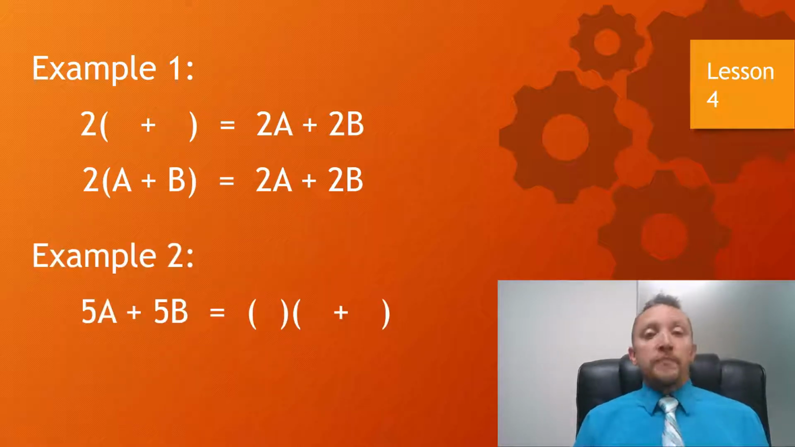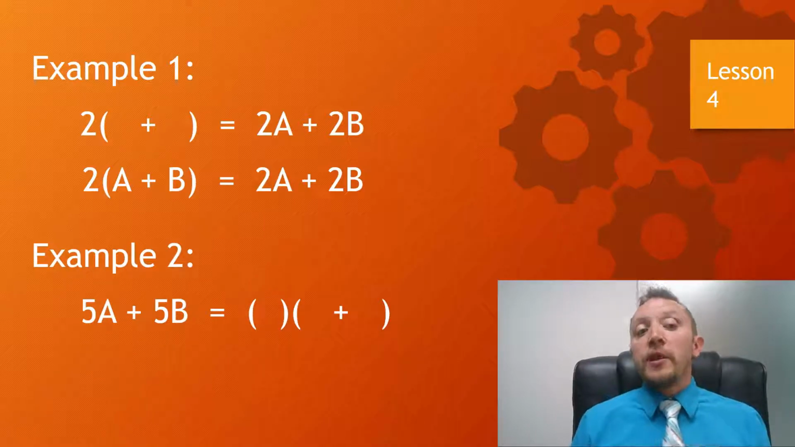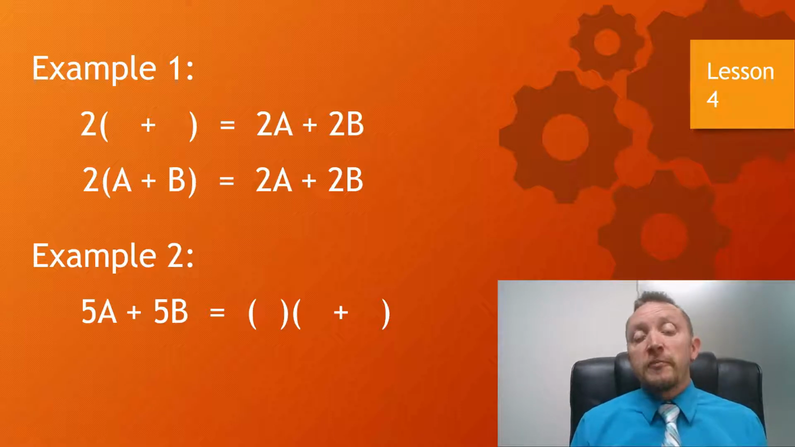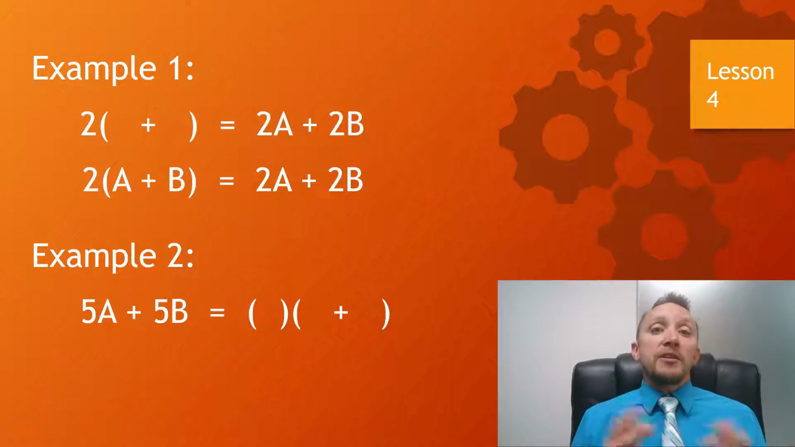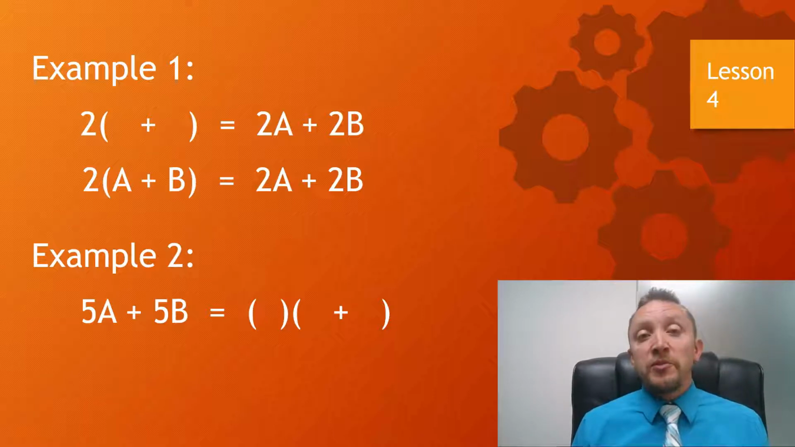Here's another example, written a little differently. Let's say if we have 5a plus 5b. Now if you notice in that previous example, 2 was the greatest common factor between 2 and 2, because it's the largest number that goes into both of those. So let me ask you this, what's the greatest common factor between 5 and 5?